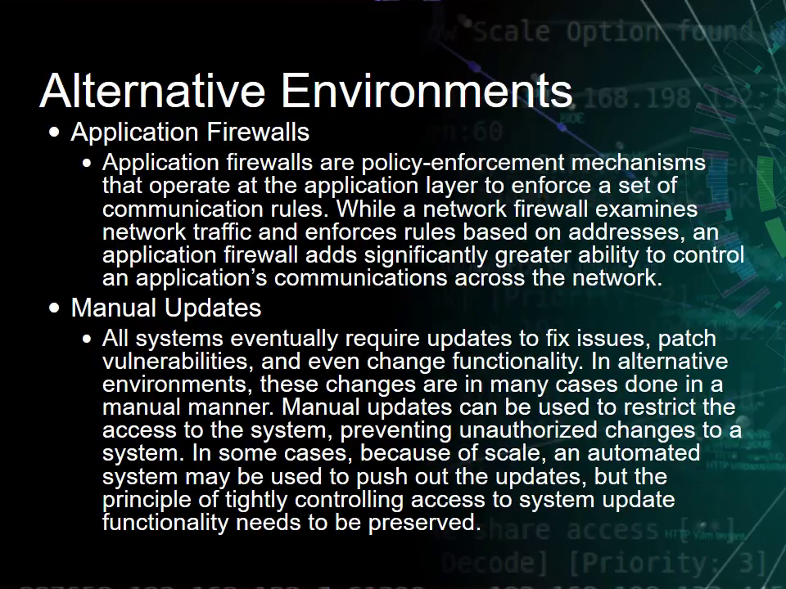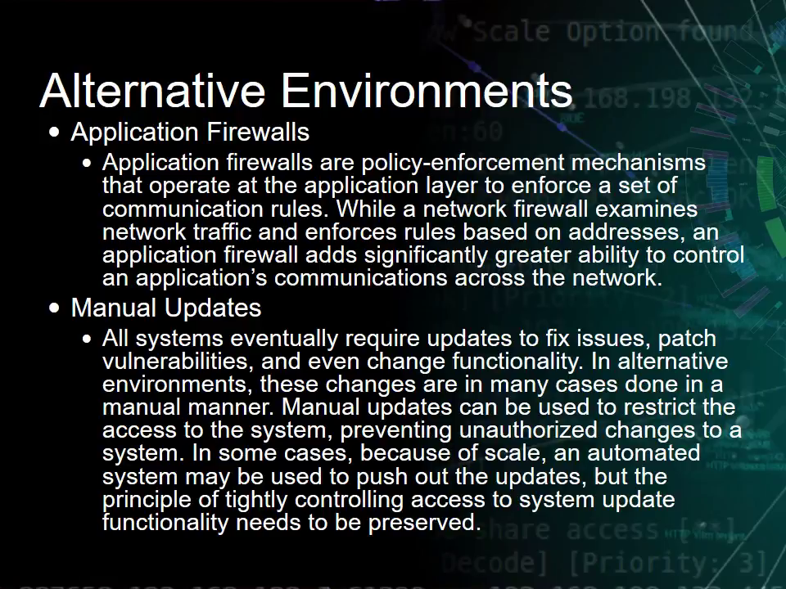Application firewalls are policy enforcement mechanisms that operate at the application layer to enforce a set of communication rules. While a network firewall examines network traffic and enforces rules based on addresses, an application firewall adds significantly greater ability to control an application's communication across the network. So it might be able to say that we don't like you talking to a specific computer or using a specific protocol or a specific port. And it can focus in specifically on what that application is doing.